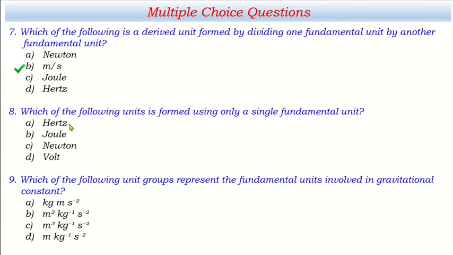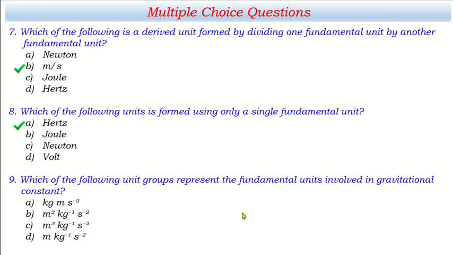The correct answer is Hertz, because in Hertz only the second is involved, and 1 divided by second, a reciprocal of the second, is taken as Hertz. Okay, now question 9. Which of the following unit groups represents the fundamental units involved in the gravitational constant?